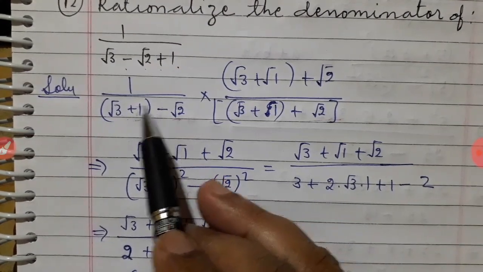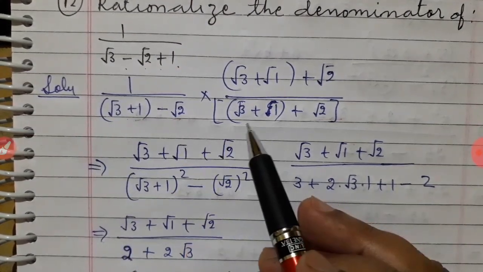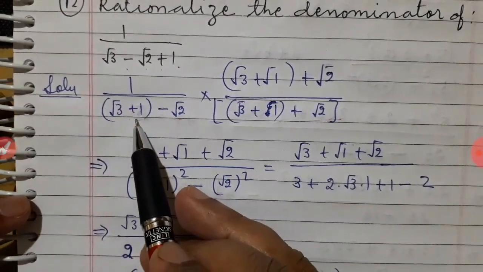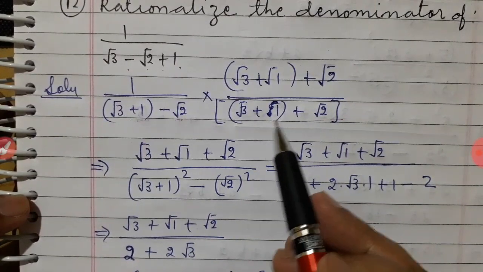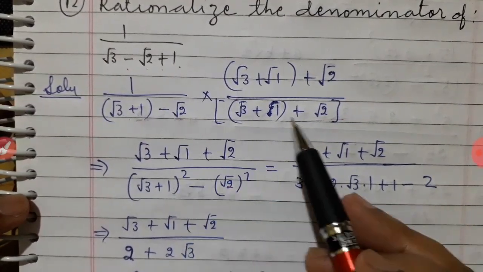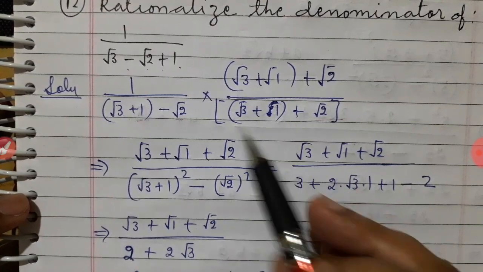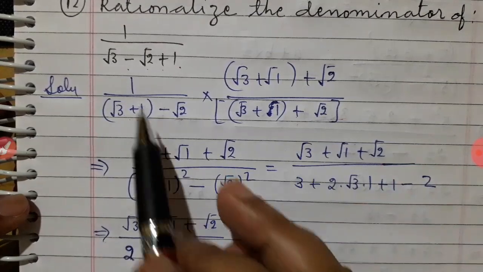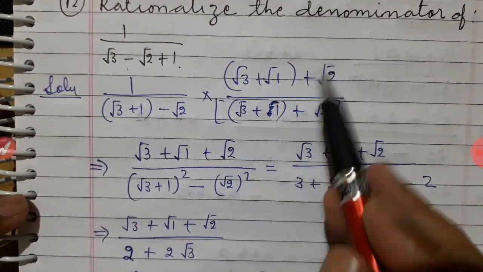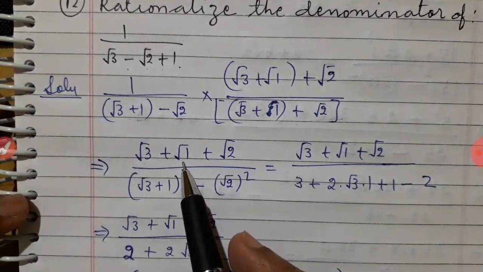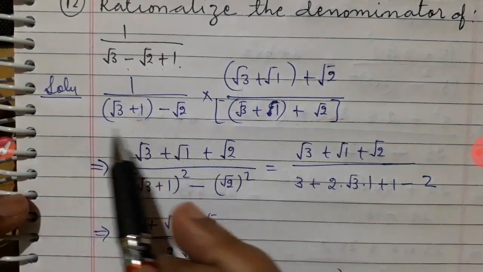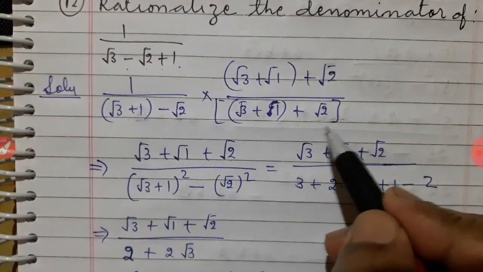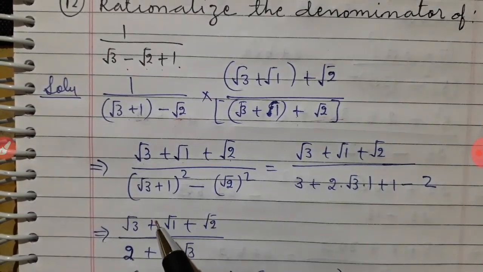So here this is a, this is b, so the conjugate term will become a plus b. As it is, root 3 plus 1 is a, so here also root 3 plus 1 is a, only in place of minus here we have taken plus, and with this term we multiply and divide. Okay, now the numerator will be root 3 plus 1 plus root 2, but in the denominator it takes the formula of a minus b times a plus b, which will become a square minus b square.